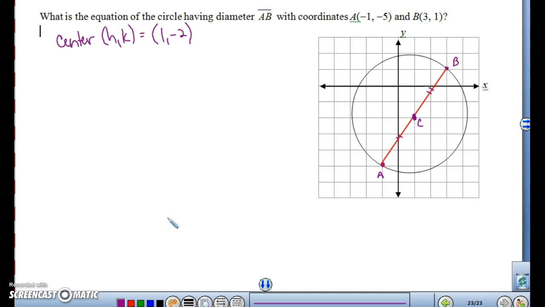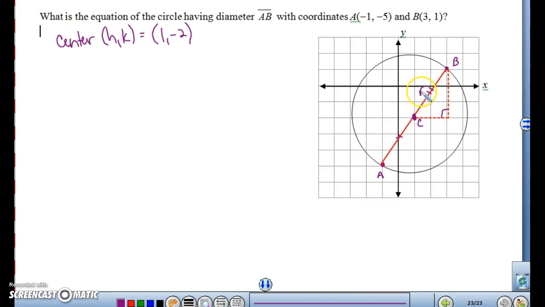Now I need to know the length of the radius. So I need either the length of AC or the length of BC. They're the same, so it doesn't matter which one we do. I'm looking for r. This is r right here. I'm looking for the length of BC. I'm going to draw in my triangle so that I can use the Pythagorean theorem to find the length of the radius, and that way I can count the values that I need.